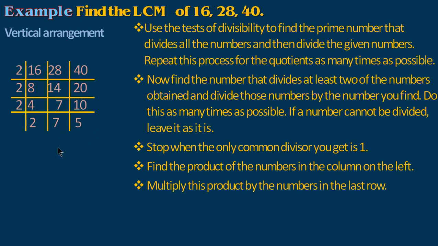Now you can see the common factors are written at the end of the sum on the left hand side, 2 into 2 into 2, whereas the uncommon factors are written at the bottom of the sum, 2 into 7 into 5. So now the LCM will be 2 multiplied by 2 multiplied by 2 multiplied by 2 multiplied by 7 multiplied by 5. We can say that LCM is a product of common and uncommon factors. So LCM for 16, 28 and 40 is 560.